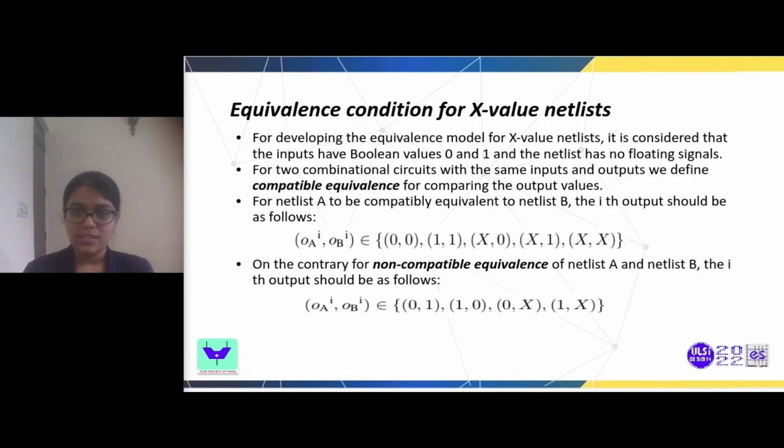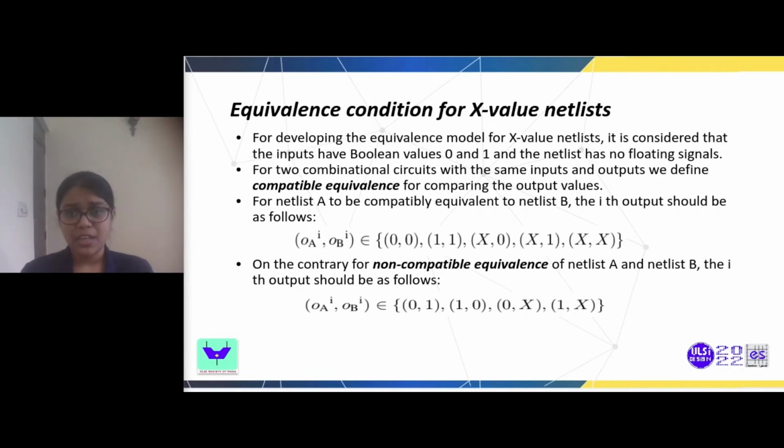should satisfy these conditions. First, if the output of netlist A has a fixed Boolean value of 0 and 1, then the corresponding output of netlist B should also have the identical Boolean value. For example, 0, 0, 1, 1. But if the output of netlist A has an X value, then the corresponding output of netlist B can have any value, 0, 1 or X. If these conditions are satisfied, then netlist A is said to be compatibly equivalent to netlist B.